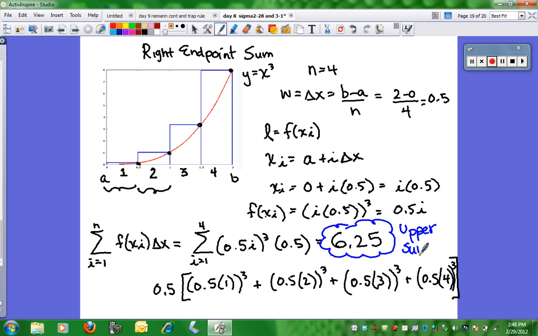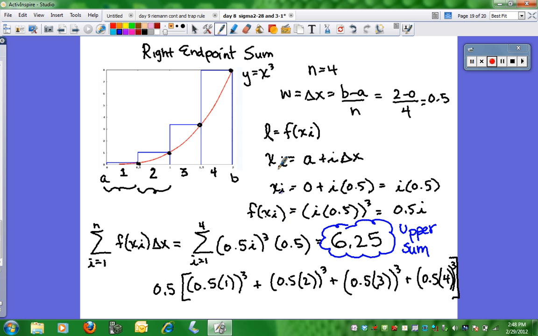Now the question I need to ask you is: is the right endpoint sum always the upper sum? And is the left endpoint sum always the lower sum? So think about that question and see if you can answer it. I know I posed it in class and some people already had a thought about it. But here you go.